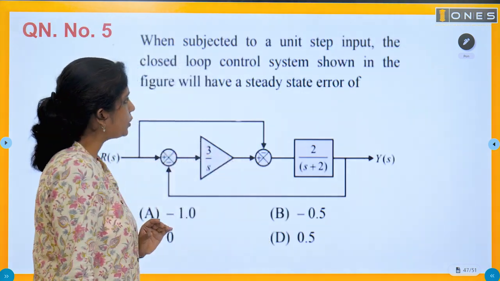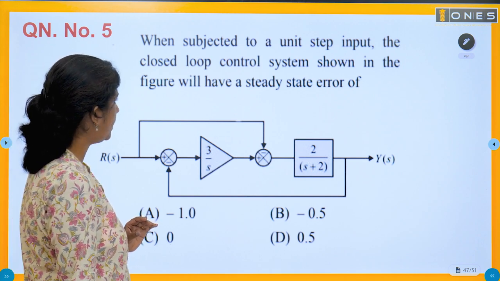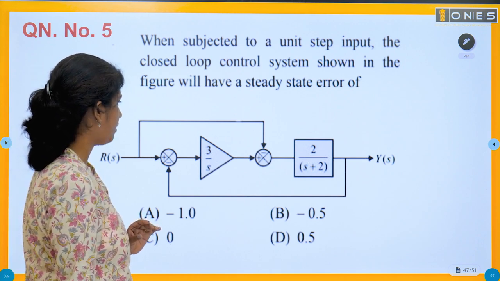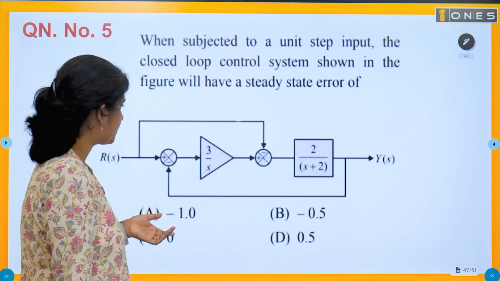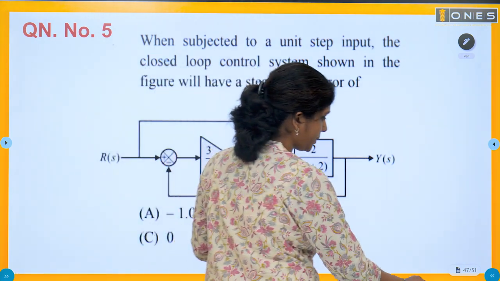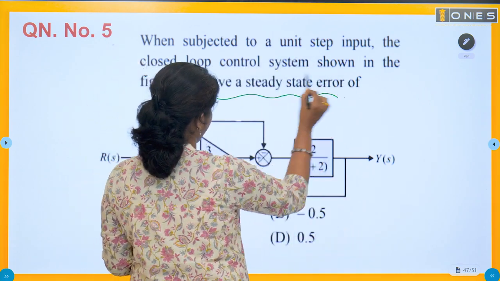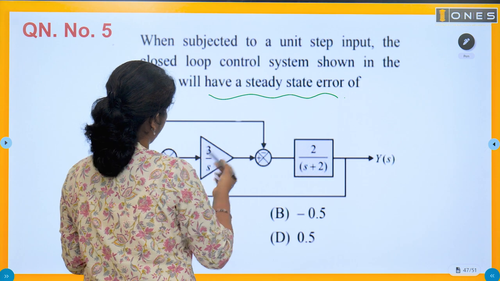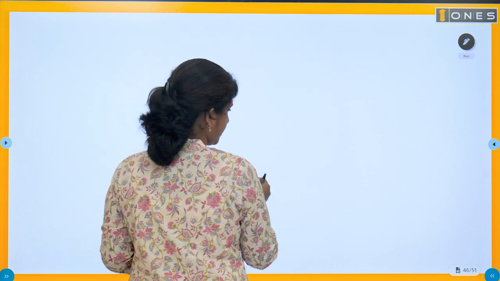When subjected to a unit step input, the closed loop control system shown in the figure will have a steady state error of. Okay, so this is the closed loop system. I'll just draw the system once again in the next slide. We have to obtain the steady state error from this block diagram. Okay, so I'll just draw it once again.